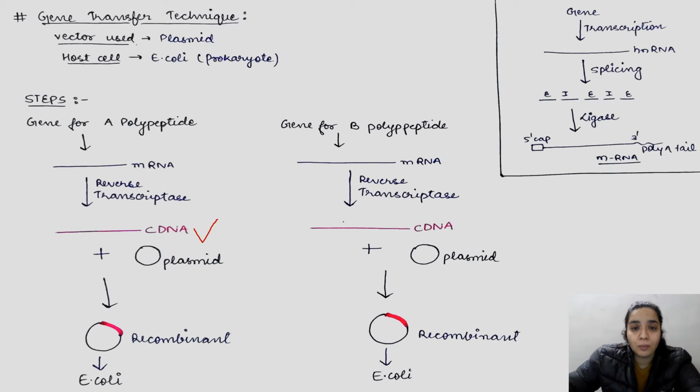cDNA stands for complementary DNA. Now this cDNA is incorporated into the plasmid and a recombinant is formed. These recombinants are introduced into E. coli. Now what was the need for this?